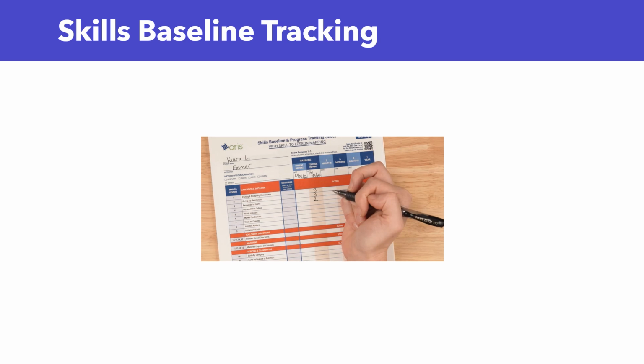First, you will want to print off a copy of the skills baseline and progress tracking sheet and send it home for parents to fill out to gather information from home. You may even want to do this before the first day of school, if at all possible. Then, you will want to print off another copy of the sheet to use at school.